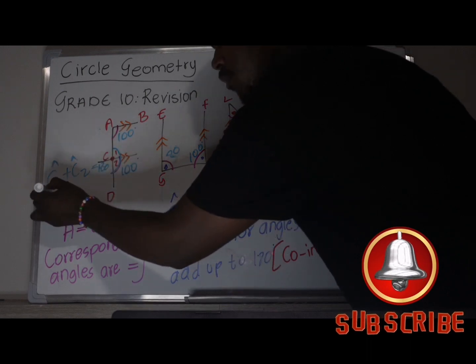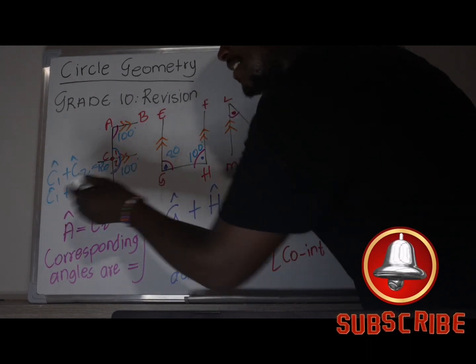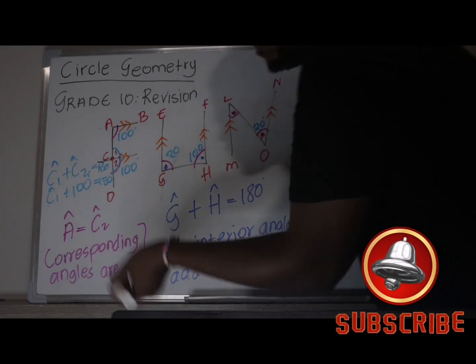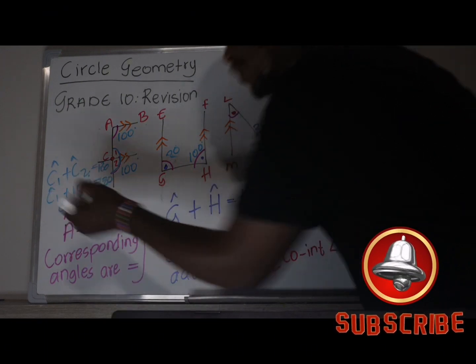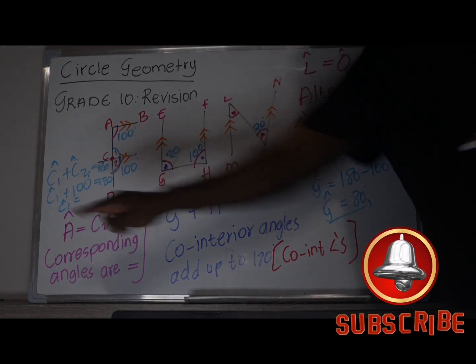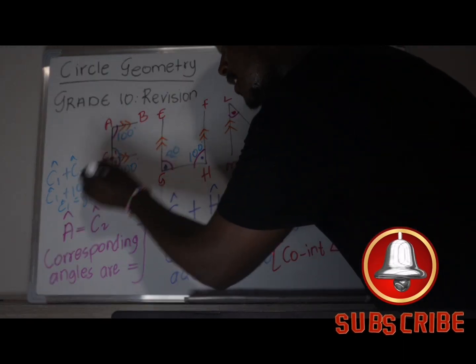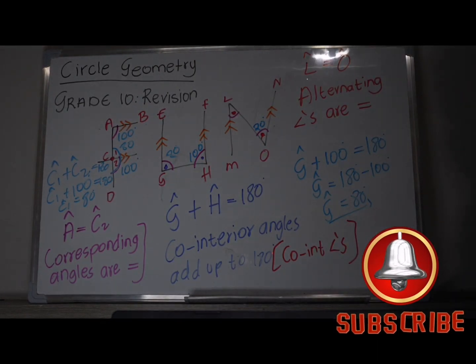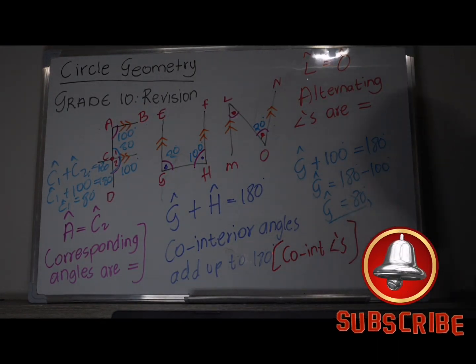How about C1? C1 plus 100 as C2 equal to 180. Therefore, for C1 it is 180 minus 100, 80. C1 is going to be equal to 80. That's simple mathematics. That's how we do it, guys. I hope I'm clear.